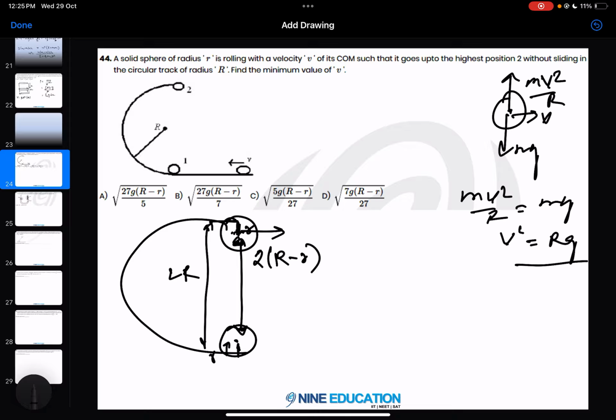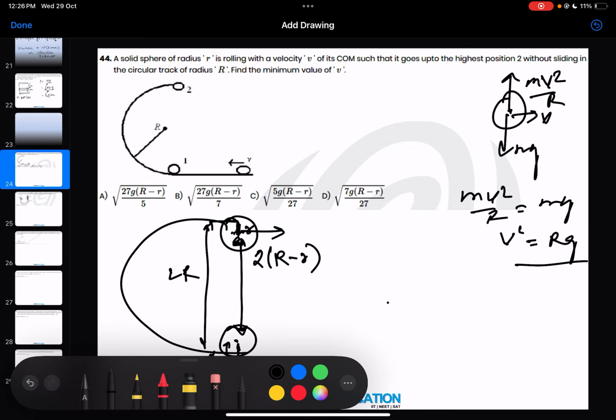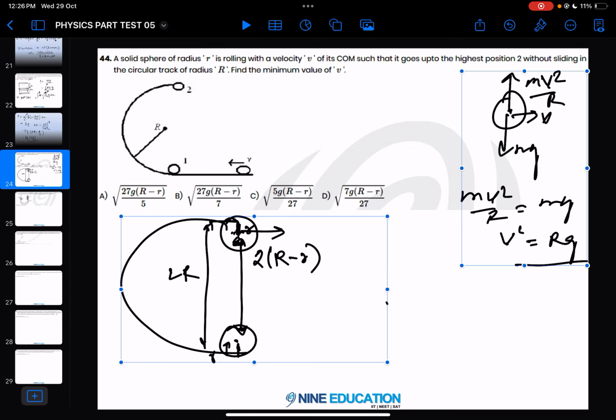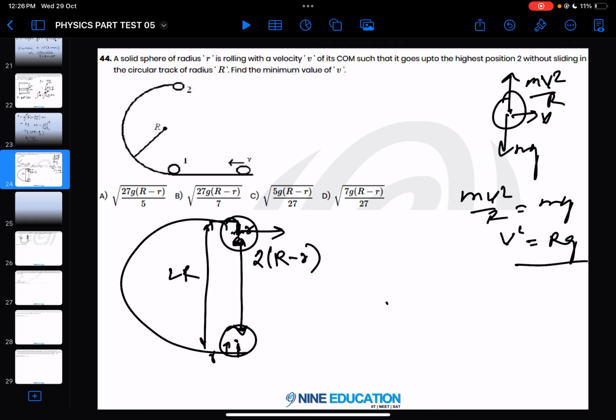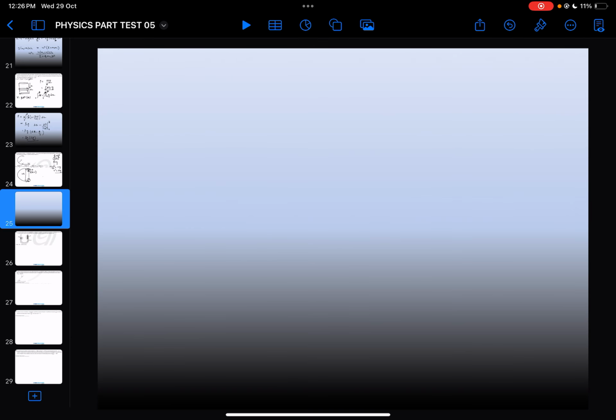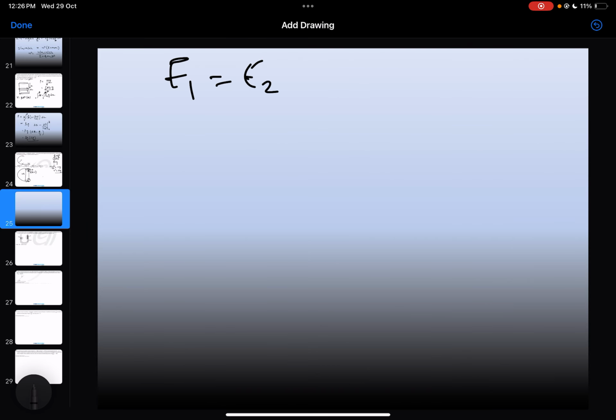Now we are going to conserve energy. Since the object is rolling, energy at 1 must be equal to energy at 2 because there is no energy loss. And since the object is rolling, what is energy at 1? Half mv square into 1 plus k square by r square. That is translational kinetic energy plus rotational kinetic energy.